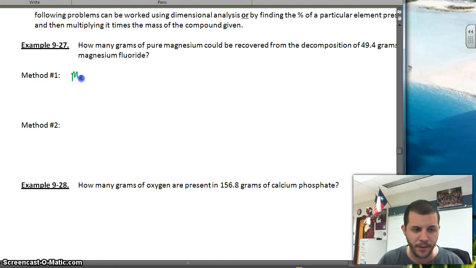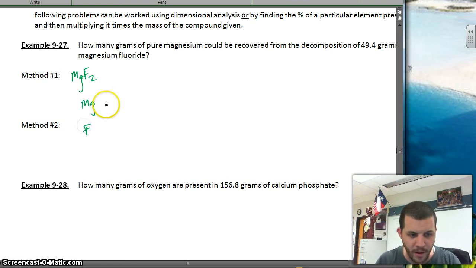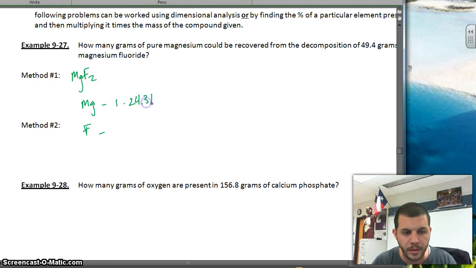So you've got magnesium fluoride, MgF2. We want to use our method to find out. So we got Mg and F. We want to find out the percent composition of each of these. So magnesium, I've got 1 of, and its molar mass is 24.31. And then fluorine, I've got 2 of, and its molar mass is 18.99. So that is 24.31. This one is 37.98.